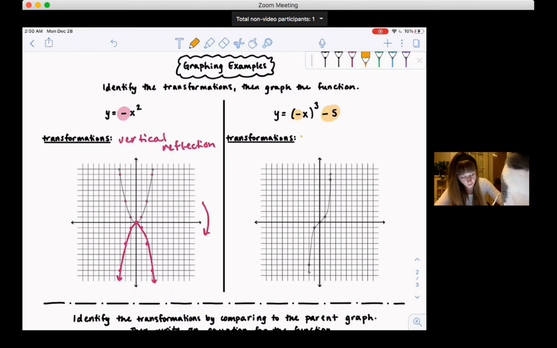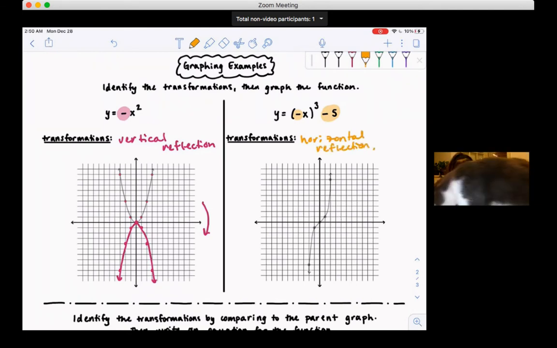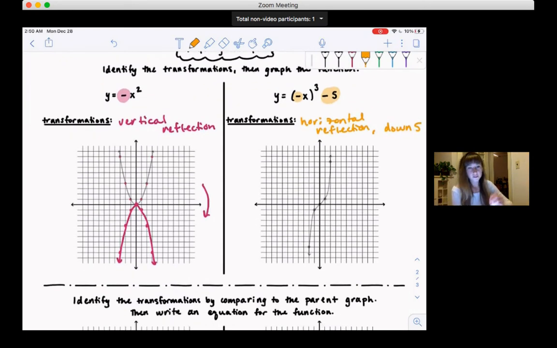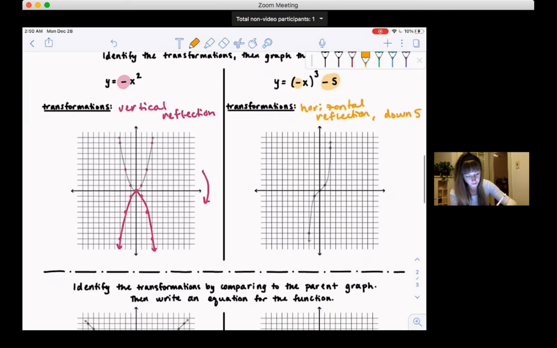So this is a horizontal reflection. That's the negative inside. And then we also move down 5. So let's do our reflection first. So the horizontal reflection, we want to flip this way, right? We're flipping side to side.